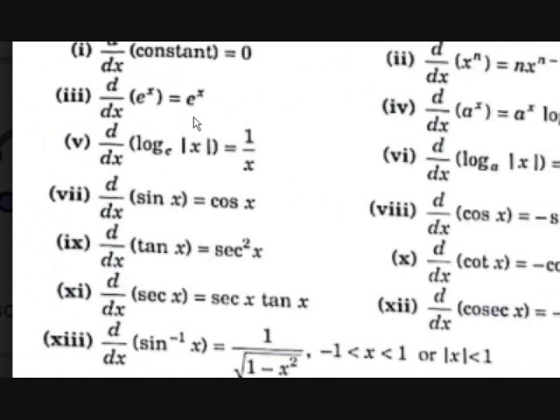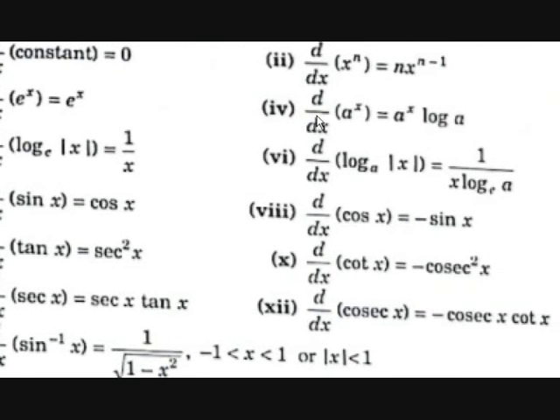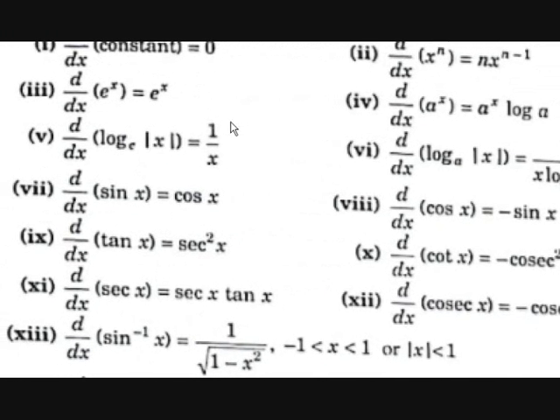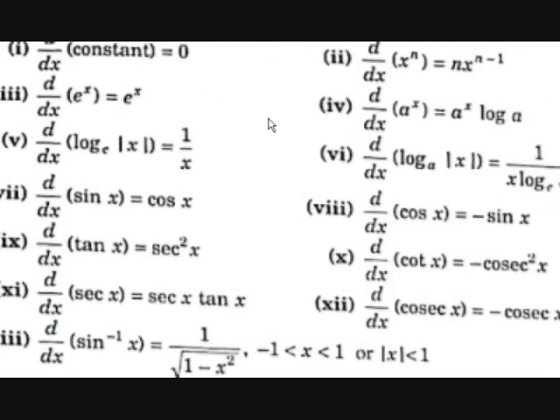And d by dx of e power x is e power x, and d by dx of a power x is a power x log a. Okay, here also e power x is e power x log e, but log e is 1. d by dx of log modulus of x base e is 1 by x. You can easily remember that as log with base e of an argument is 1 by x. And d by dx of log modulus x base a is 1 by x log a base e.